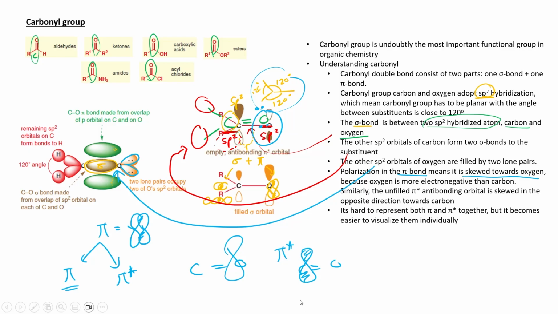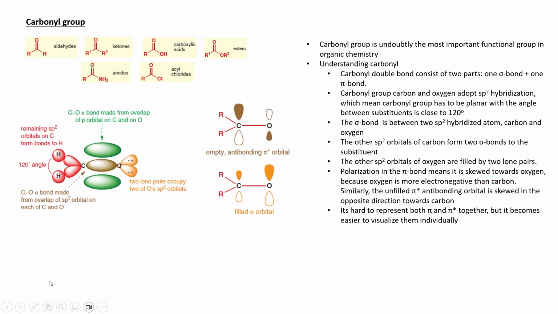So let me remove all the ink, so you get something like that. Because it's hard to represent both pi and pi anti-bonding together, it becomes easier to visualize individually. So it's just like a piecewise approach. They do individual ones, this anti-bonding, and also this filled pi orbital.